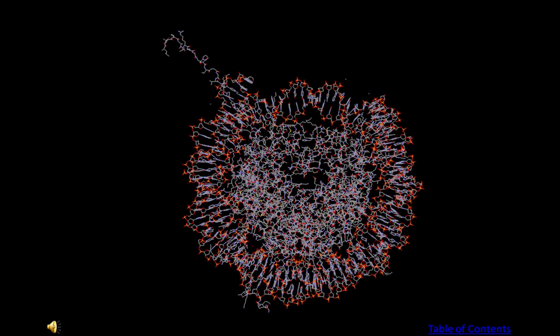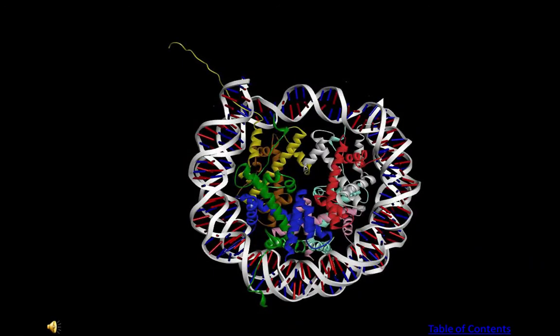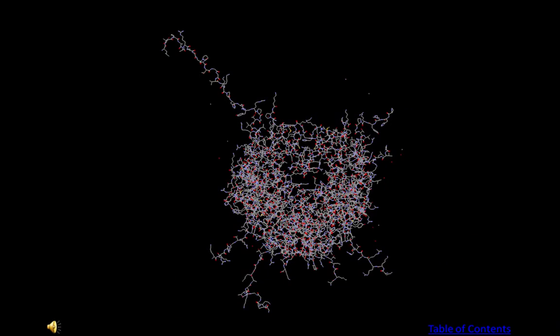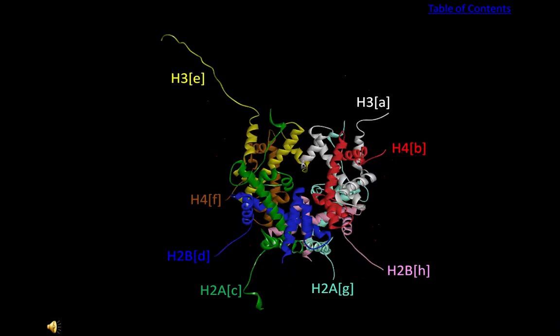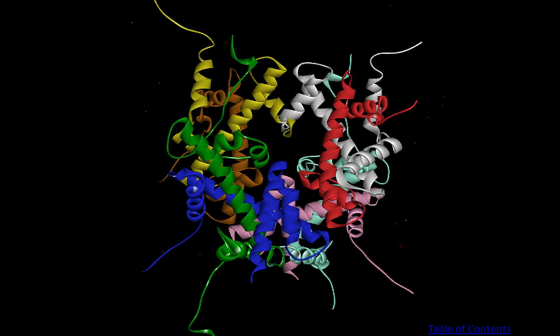Here's the complete nucleosome. Here's the ribbon representation of it. Here's the complete octamer without the DNA. And here's the ribbon representation of that. Let's enlarge and center it, and remove all the varying N-terminal and C-terminal ends, leaving only the octamer core, which is very regular.